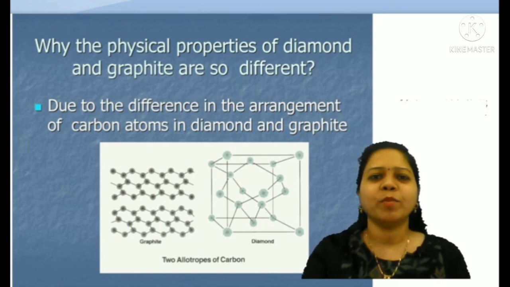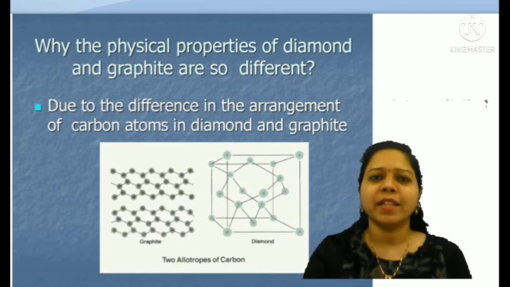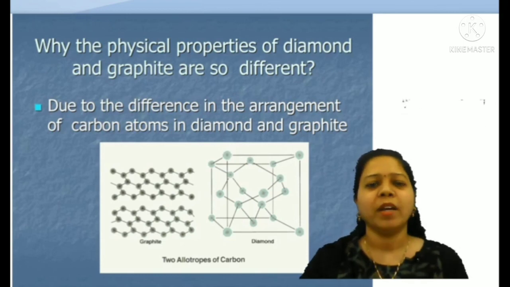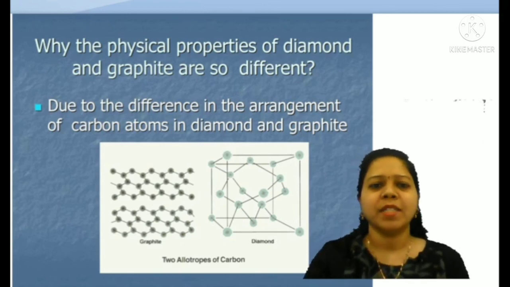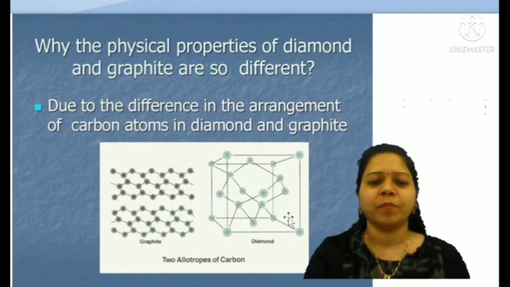Why are the physical properties of diamond and graphite so different, still they are made up from carbon only? The physical properties of diamond and graphite are different because of their arrangement of carbon atoms. See here, due to the difference in the arrangement of carbon atoms in diamond and graphite. This is the structure of graphite and this is the structure of diamond.